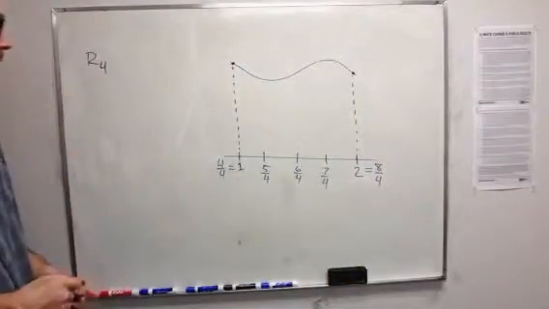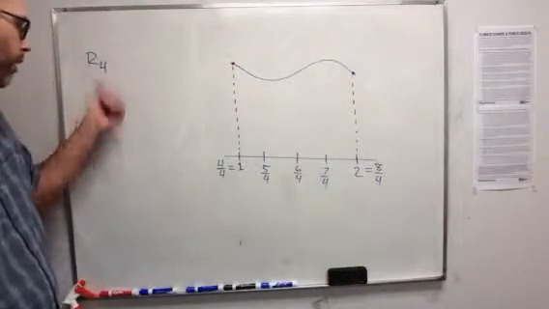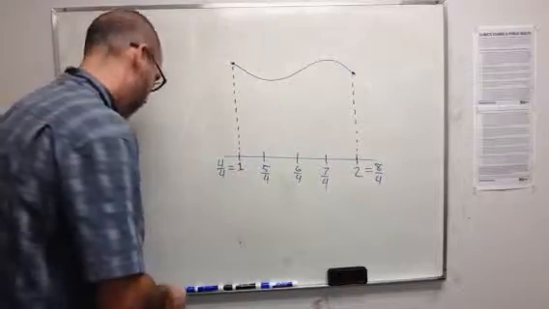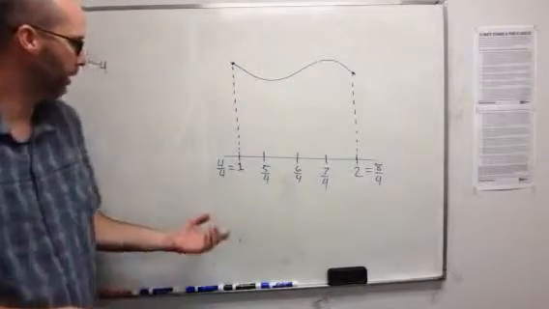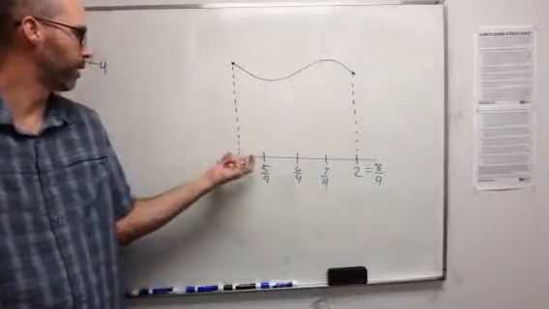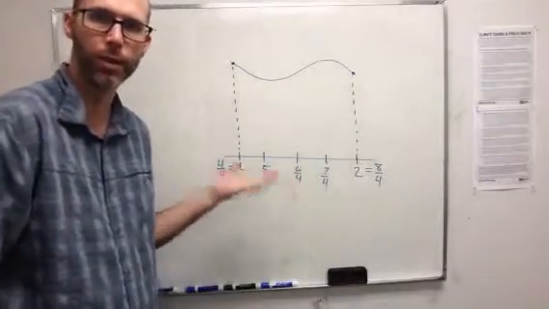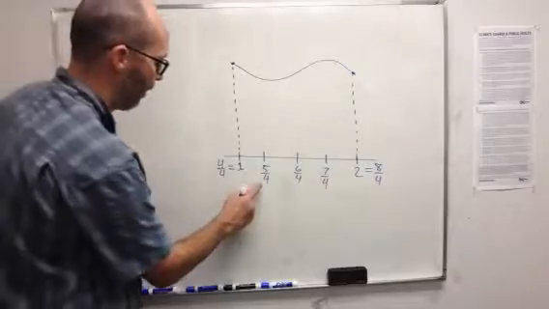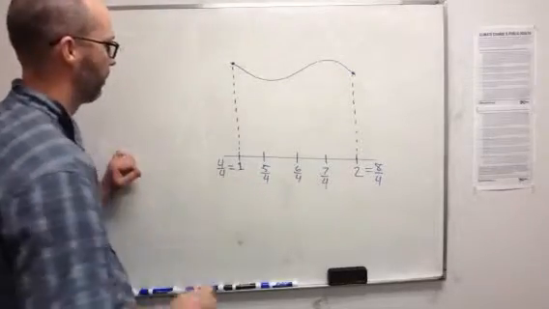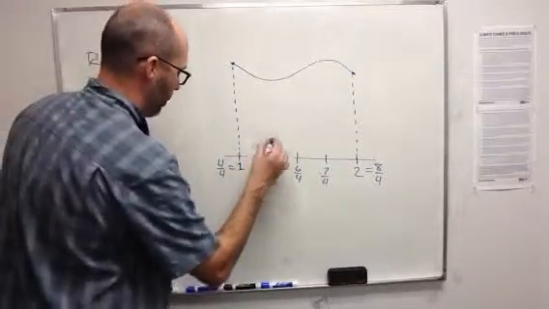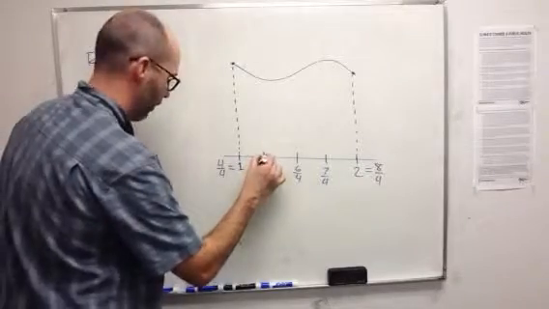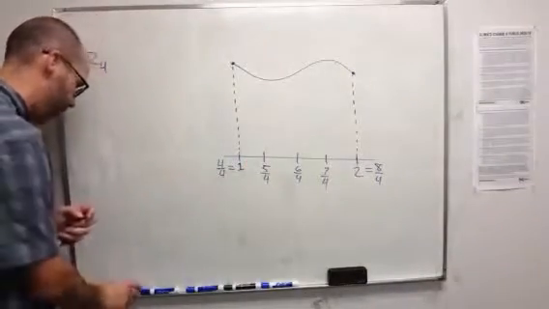Now, R4: what we're doing is we're looking at rectangles, where the height of those rectangles is determined by f of the rightmost endpoint. Let me draw this first one here. Let me do this in red.